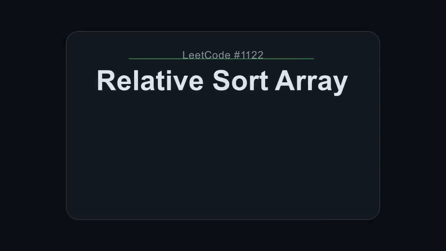Today, we're tackling a problem where you need to sort an array based on the relative order of elements found in a second array. The twist: any elements not present in the second array must be appended in ascending order. How would you approach this efficiently?